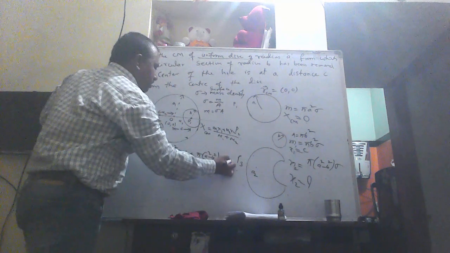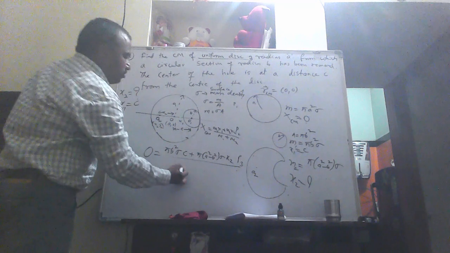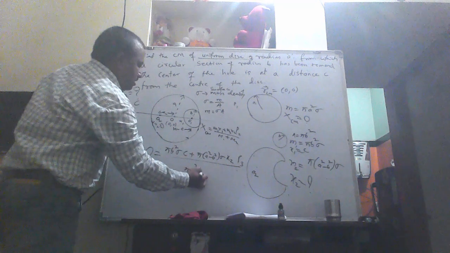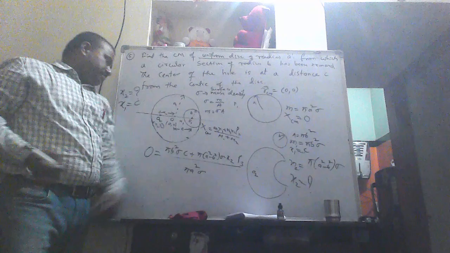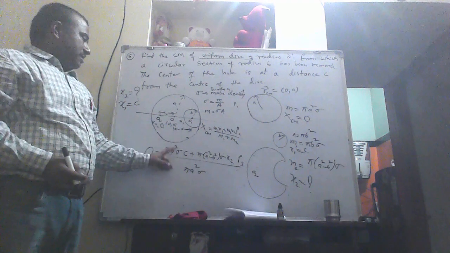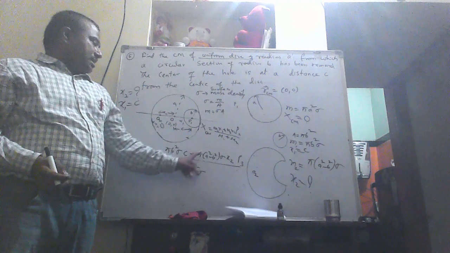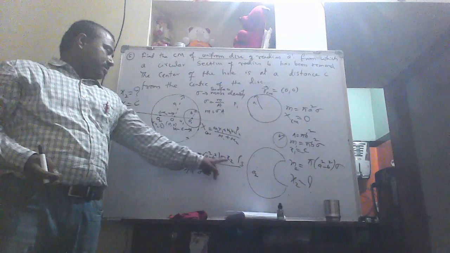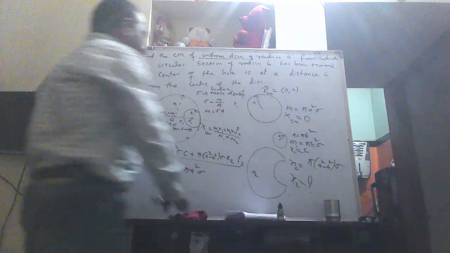I don't know. We have to calculate what x2 is. Divided by m1 plus m2. That is pi a square sigma. Solve this. Pi b square sigma C, pi a square here also minus pi b square sigma x2. You have to solve this and you will get the answer.